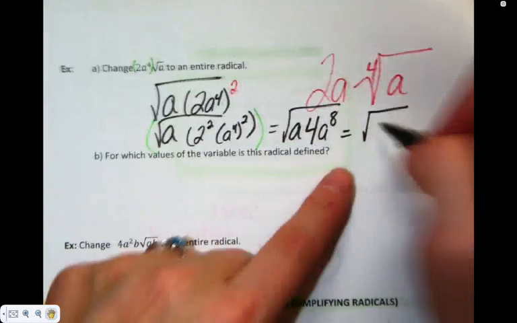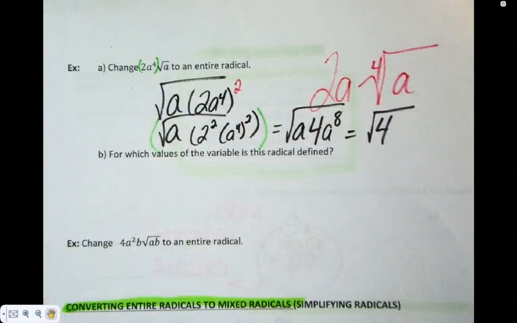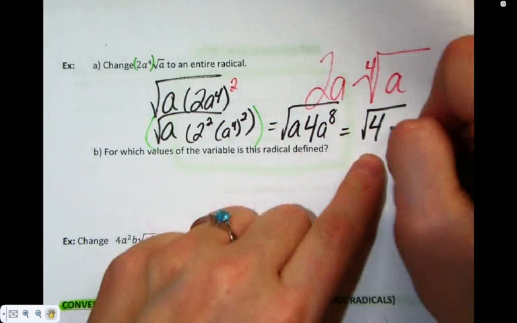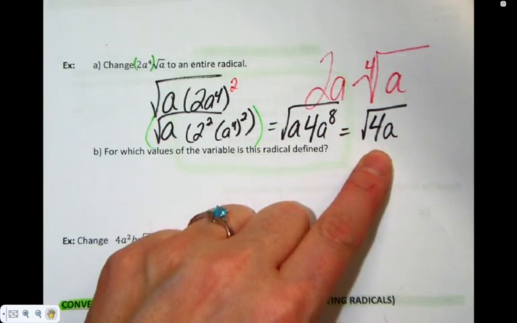We want the coefficient first, so I've got a 4. And then if I have an a to the 1 and an a to the 8, and I'm combining them, how many a's do we have? A to the 9.